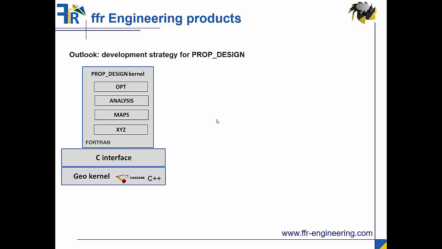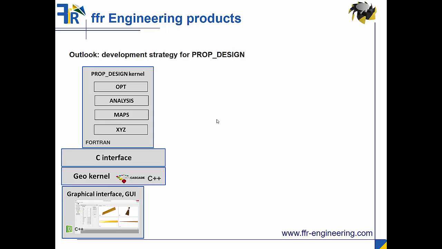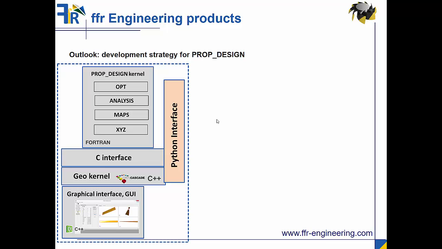So the idea could be that you have this kernel, for example in Fortran, and now the given interfaces in C and also the geometry kernel with Open Cascade in C++. You can use that to make a standalone GUI, which is what I presented you today. But if you take that and, for example, also add a Python interface, which is not there yet, but which I think will be a very nice feature to have, I could think of very nice applications.